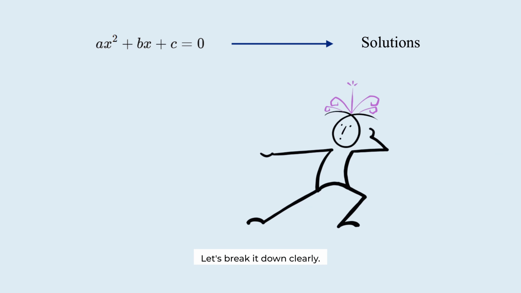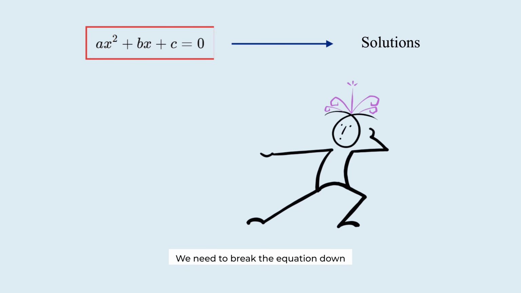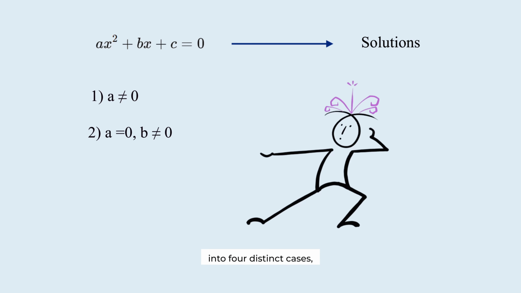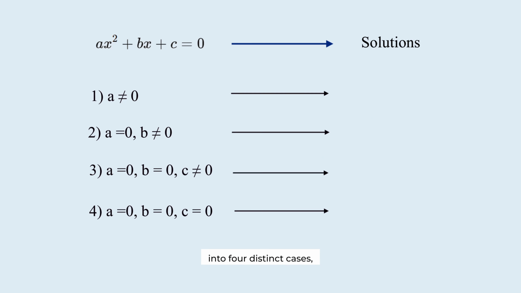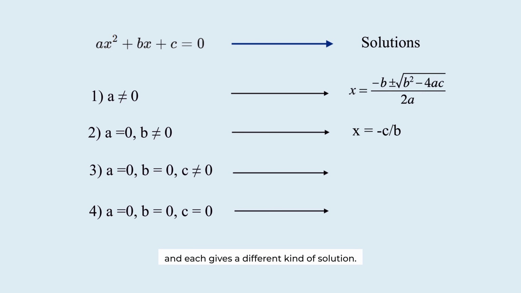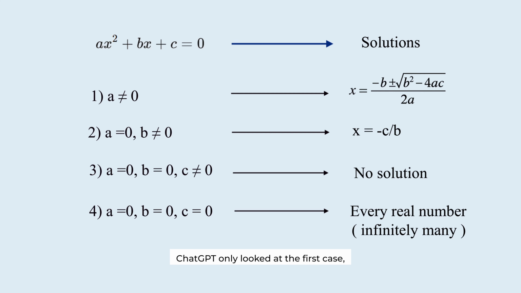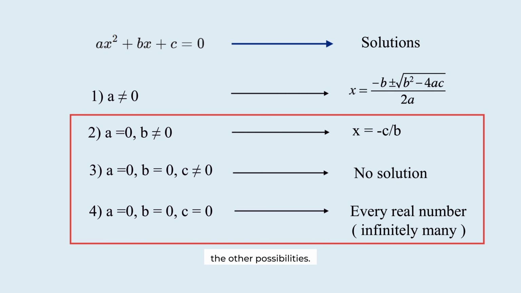Let's break it down clearly. We need to break the equation down into 4 distinct cases, and each gives a different kind of solution. ChatGPT only looked at the first case, where a is not 0. But it completely skipped the other possibilities. That's why I said the answer wasn't complete.